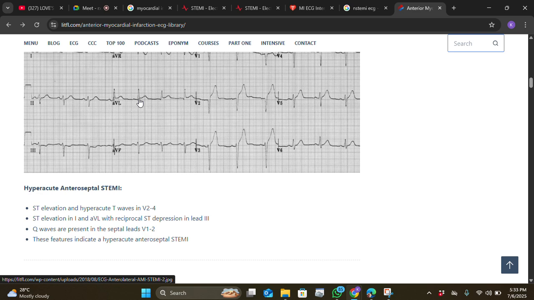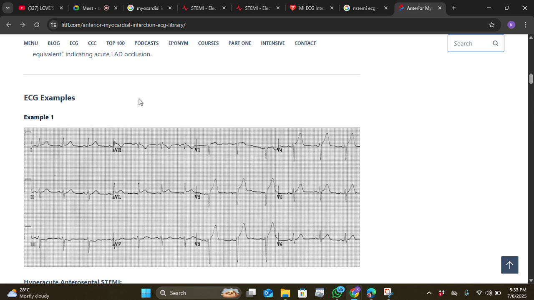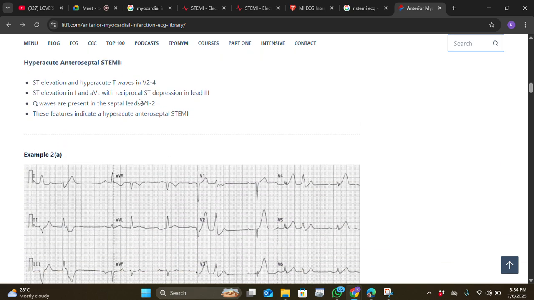They indicate anteroseptal because we have it in V2, which is a septal lead and also an anterior lead. We have it in V3, which is just an anterior lead, and in V4 too. I'm not going to say we have it in V5 because if you check V6, we don't have it in V6. So we have V2, V3, V4, and we had to conclude that it is anteroseptal STEMI.